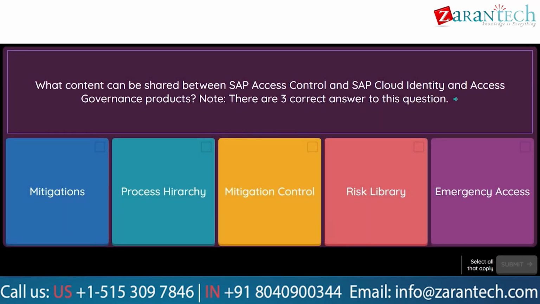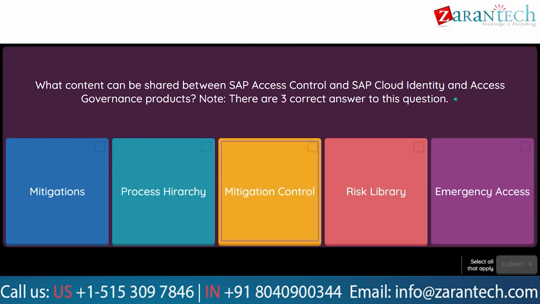Question: what content can be shared between SAP Access Control and SAP Cloud Identity Access Governance products? Note, there are three correct answers to this question. Option 1: Mitigations. Option 2: Process Hierarchy. Option 3: Mitigation Control. Option 4: Risk Library. Option 5: Emergency Access.